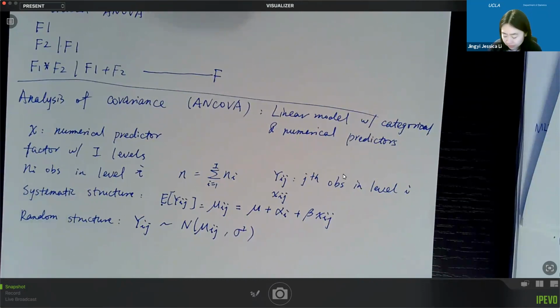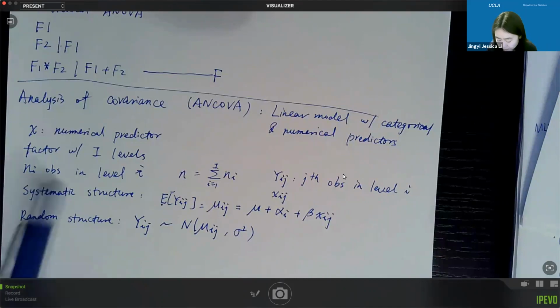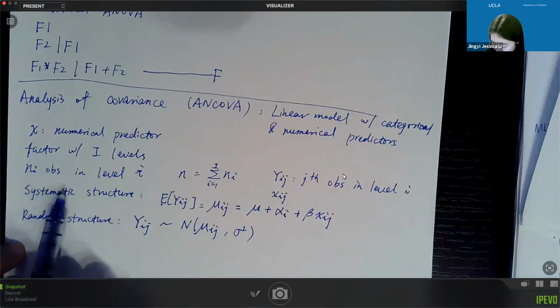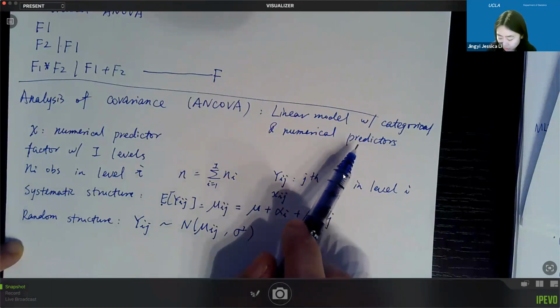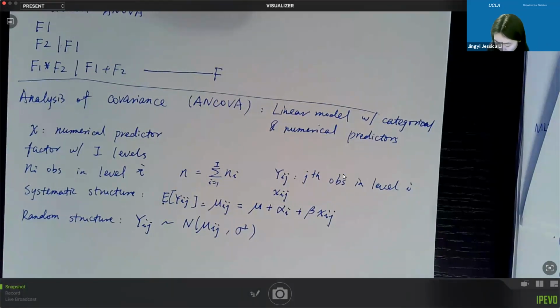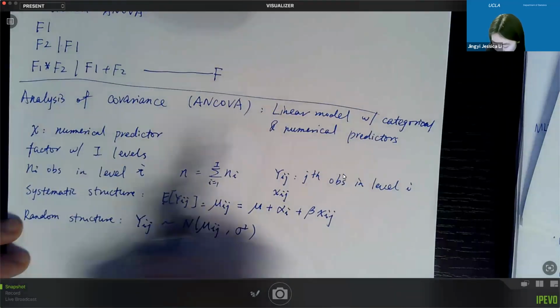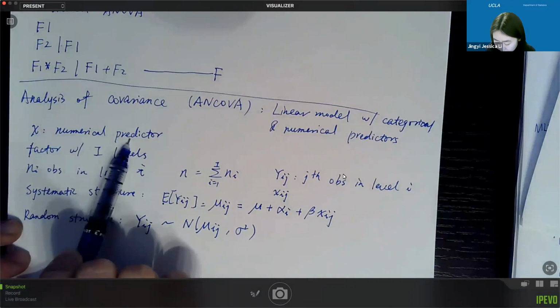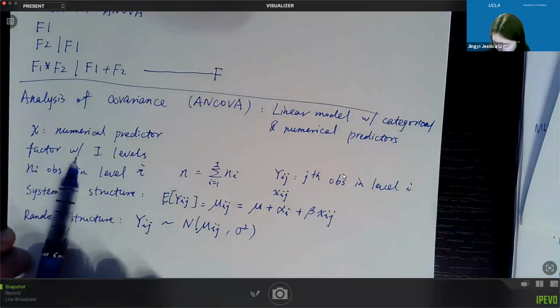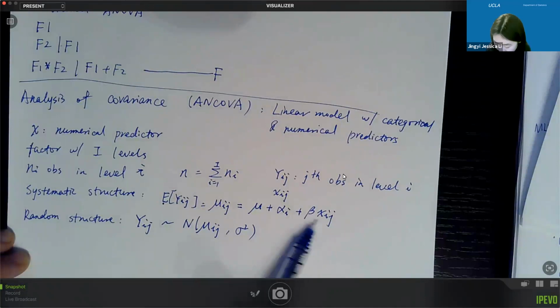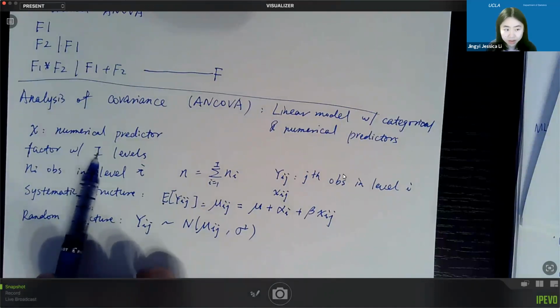So today, this is what we left from last class, the analysis of covariance. So what it means is that in the linear model, we have predictors that include both categorical predictors, which we call factors, and numerical predictors, which we would directly use their numerical values. So for illustration purpose, we just talk about two predictors, one as a factor, the other as a numerical predictor. So the numerical predictor is indicated by X, while the factor contains capital I levels.